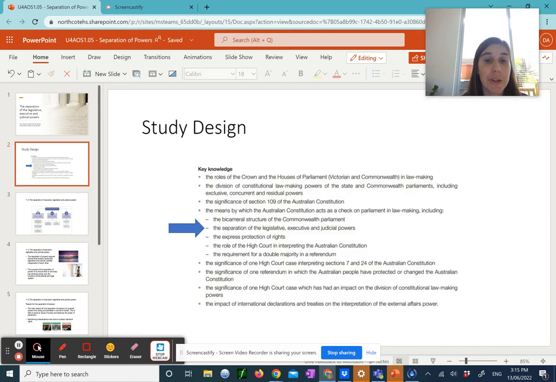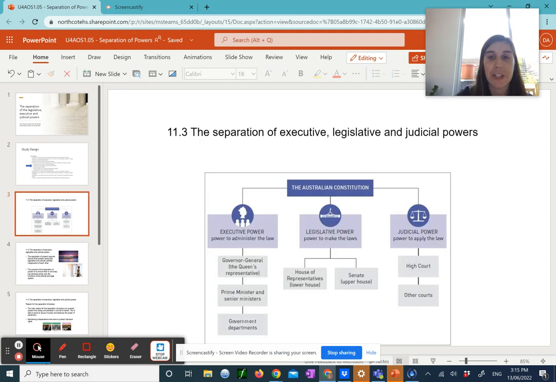Okay, so if we look at study design, you can see that there are 5 checks that the Constitution provides on the Parliament's lawmaking ability. We've just done bicameral, and now we're looking at the separation of legislative, executive, and judicial powers in Australia, or the main bodies in Australia that administer, enforce, and create laws. Okay, so what is the separation of powers?